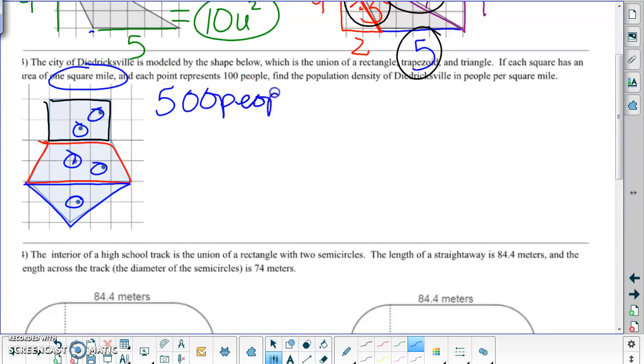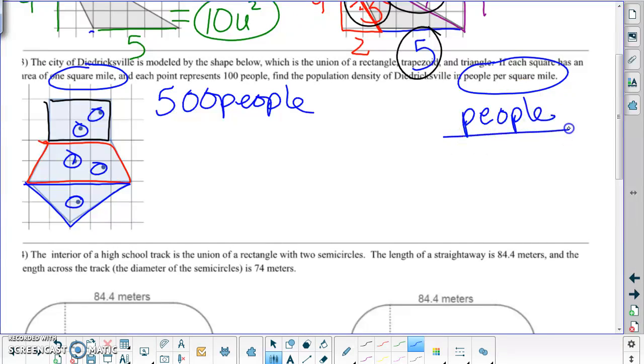So then you want to find the population density of Diedrichsville in people per square mile. So all you're going to do is you're going to take the people that live in Diedrichsville and divide by the square miles. So we have to figure out the area now to figure out how many square miles the town is. Okay, so let's start with the rectangle.